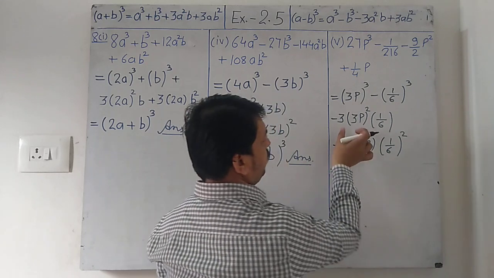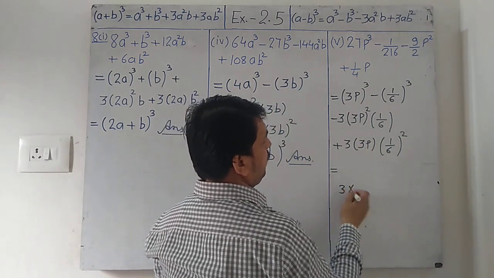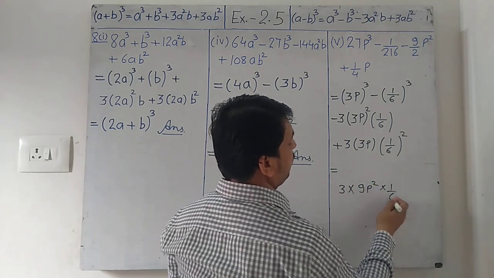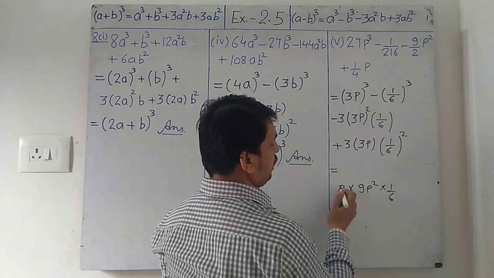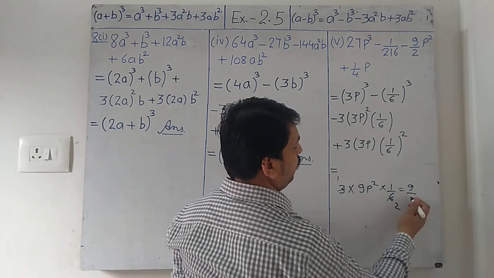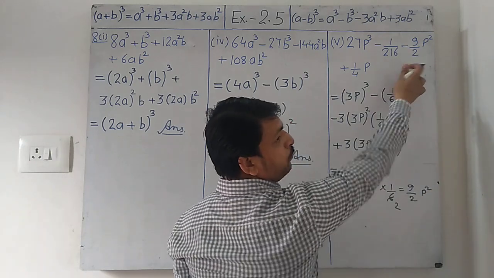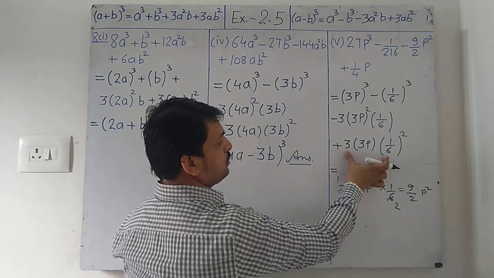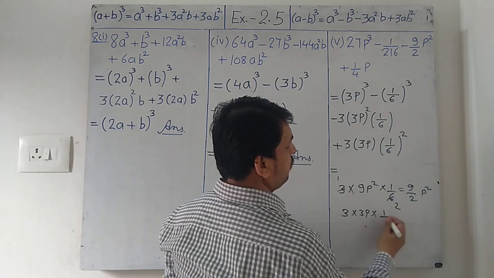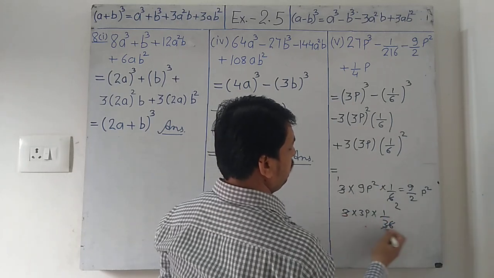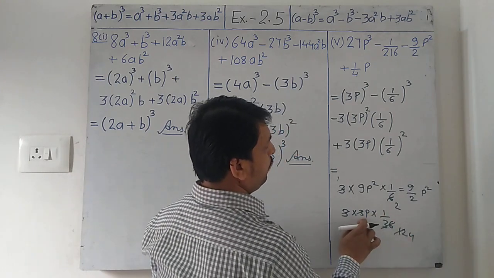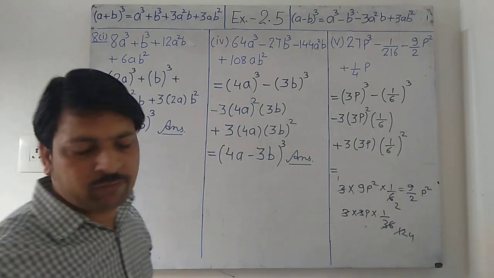Students, we can check the third term, which is 9 by 2 p square. We are solving this. (3p) square is 9p square, into 1 by 6. If we solve this, 3 ones are 3, 3 twos are 6, so the term is 9 upon 2 p square. Similarly, we solve the last one: 3 into 3p into 1 by 36. The 3 and 12 cancel, and it cancels again by 4. So it is 1 by 4 p. The last term was 1 by 4 p.